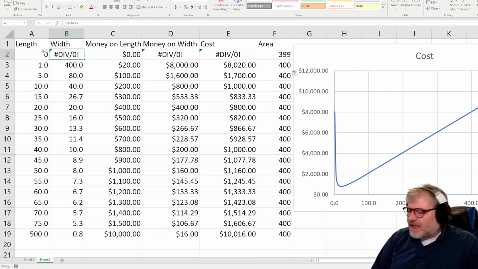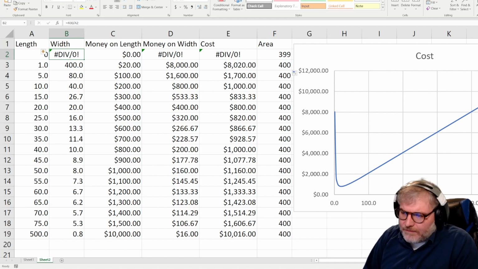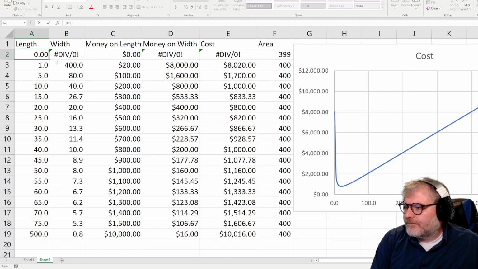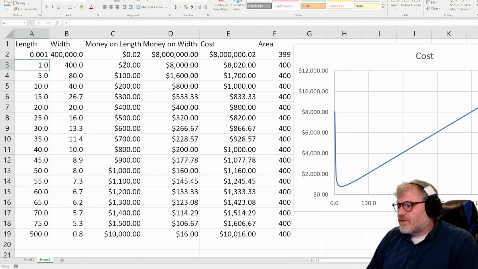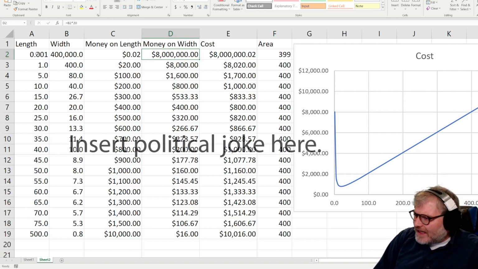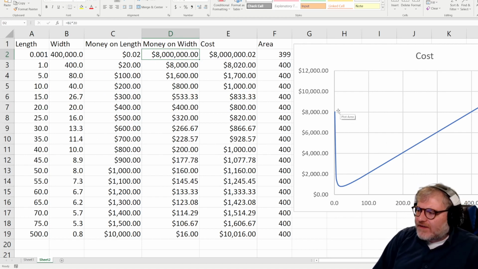Here, I could use almost infinite, right? I could make this a really, really small number. And it's going to cost me a whole lot of money to build this little wall. I can't actually spend 0, but I could spend just a very little bit on the length. Likewise, I could go up here.